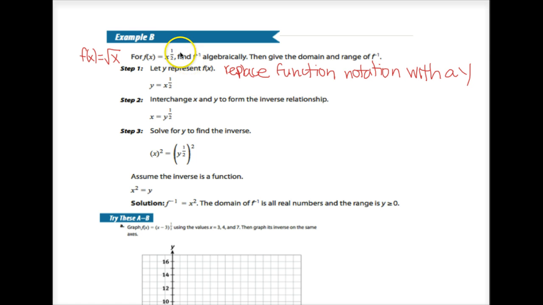It shouldn't matter. Next, we flip-flop x and y. So notice where there was a y, there's now an x. Where there was an x, now there's a y. And then step 3 is to solve for y.